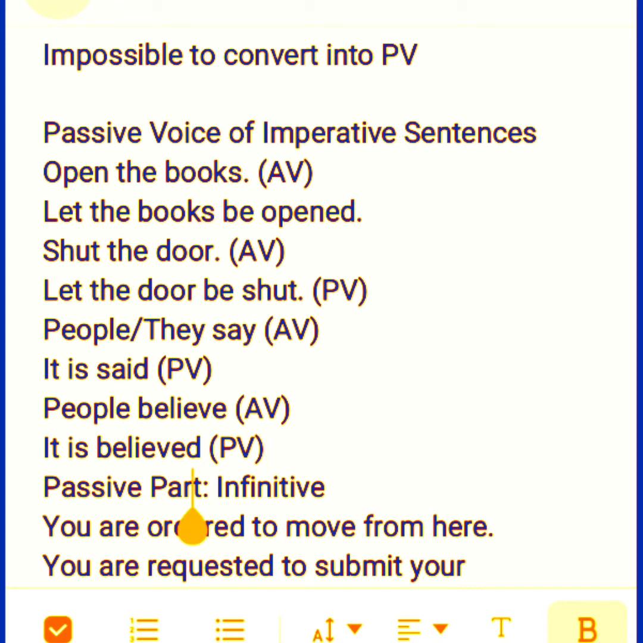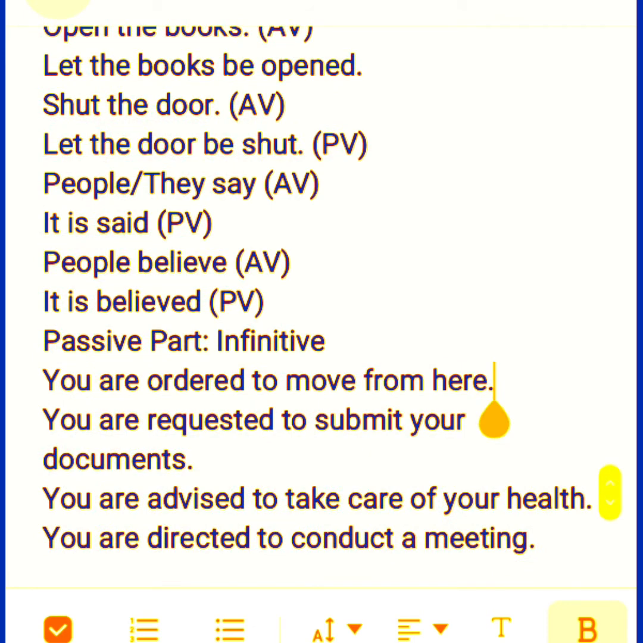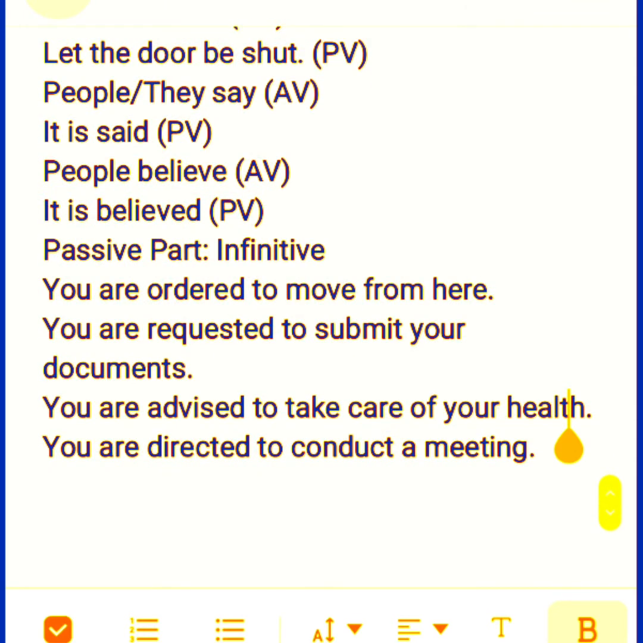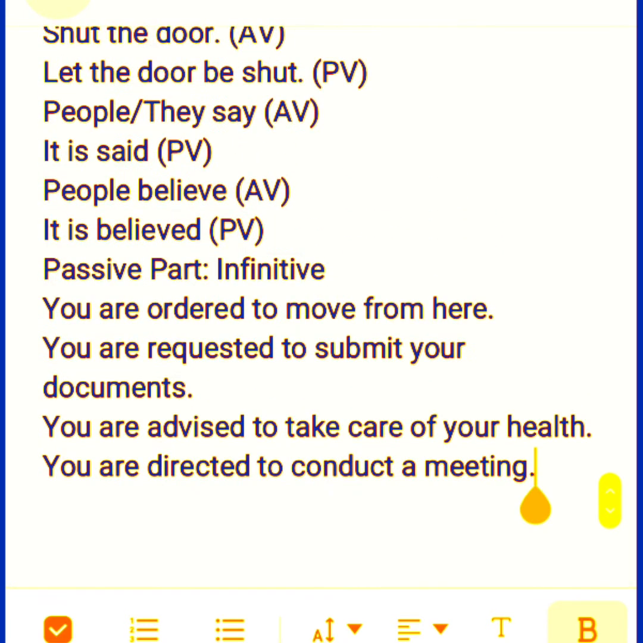Okay, passive part and infinitive. When we use some passive part and then infinitive we use. Okay, suppose you are ordered to move from here, you are ordered to do something else, like this. You are requested to submit your documents, you are advised to take care of your health, you are directed to conduct a meeting. So like this, I think now you have learned many sentences in passive voice, and I hope that they will be helpful to you.